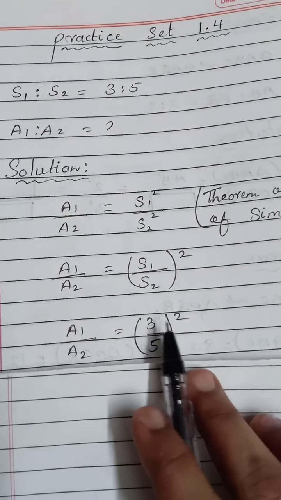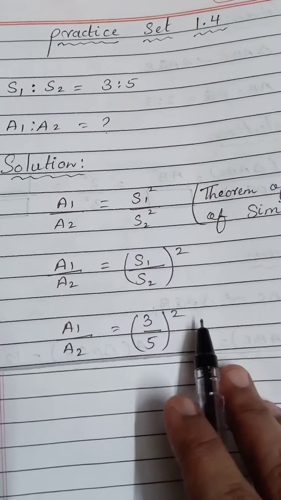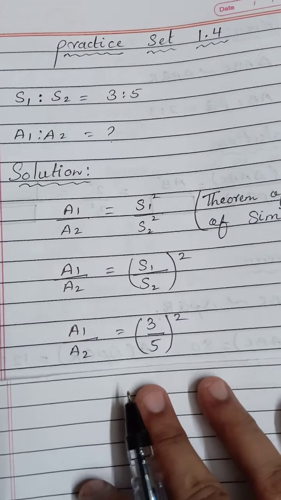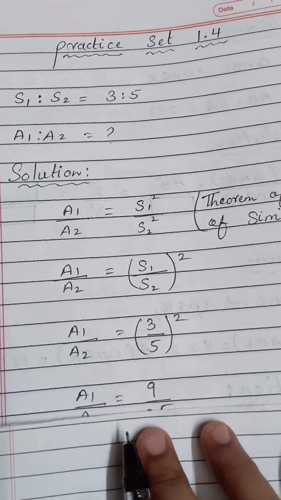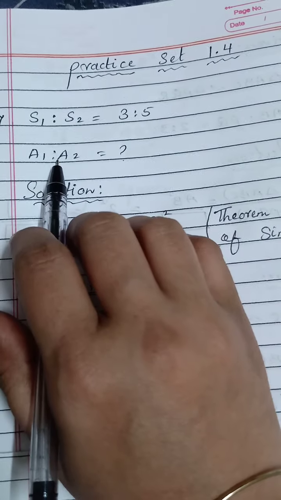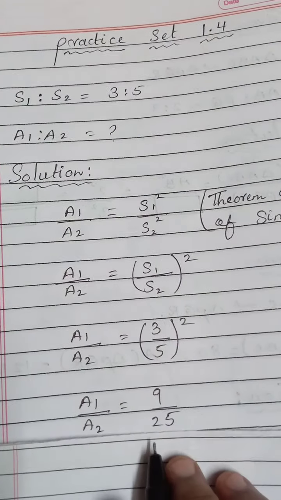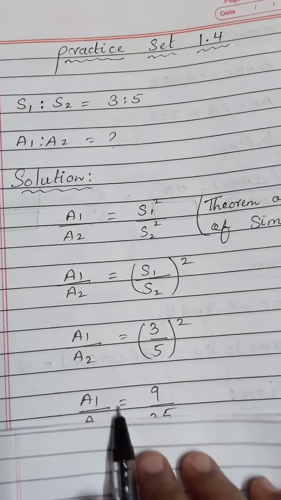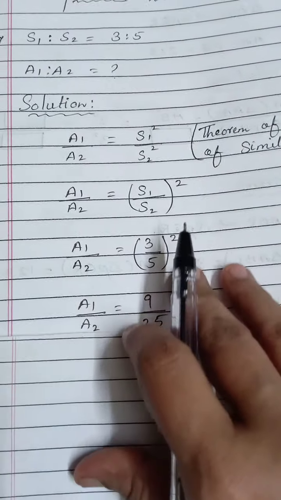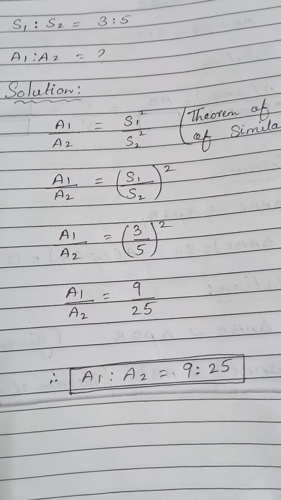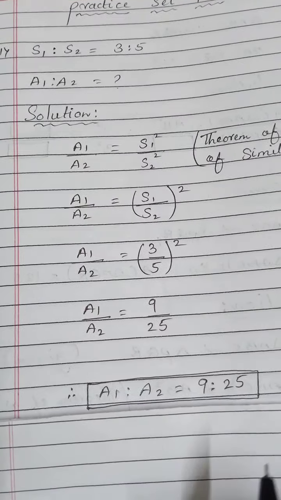Now here we will take the square of 3 also, square of 5 also. Square of 3 will be 9 and square of 5 will be 25. So we can get A1 upon A2 is 9 upon 25. But the answer we want in is to. So we can convert this ratio in is to. That is A1 is to A2 is equal to 9 is to 25. So in this way we have completed our question number 1.